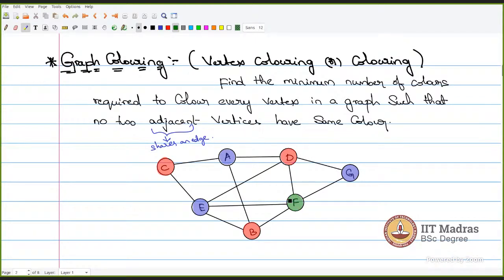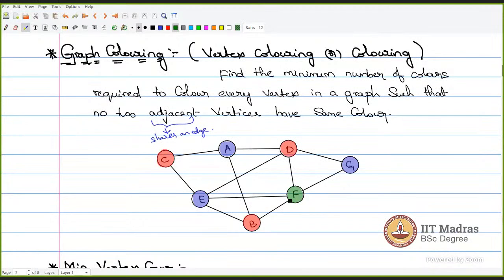So the new color goes to F. Now that all the vertices are colored, how many colors did we use? Three colors. So the graph coloring or the vertex coloring means the coloring number of this graph is 3. So that is how we try to solve questions related to graph coloring. We try to give colors to every vertex such that no two adjacent vertices get the same color, and we try to minimize it.